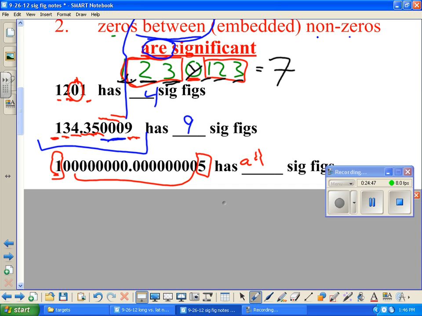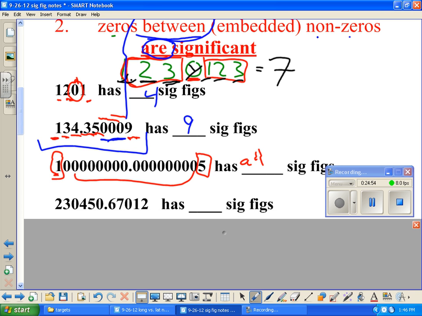All right. Write this one down. If you haven't been writing any more down, please write this one down. 2, 3, 0, 4, 5, 0, decimal point, 6, 7, 0, 1, 2. On that last one, let's say the word: all. That was our shortcut, Jordan, my shortcut. Instead of counting all those daggone zeros, we're just gonna say they all are.